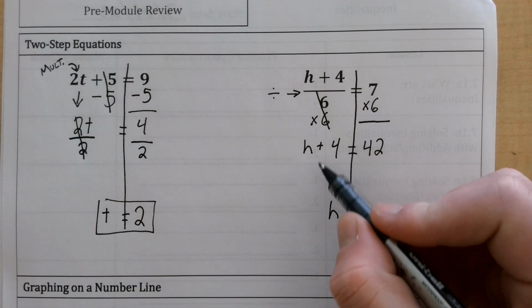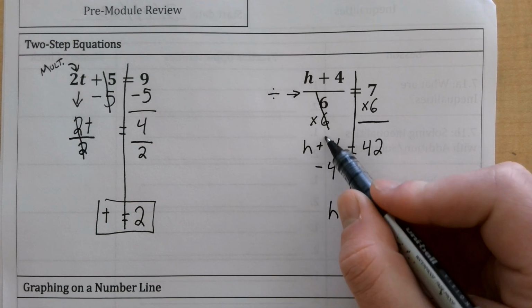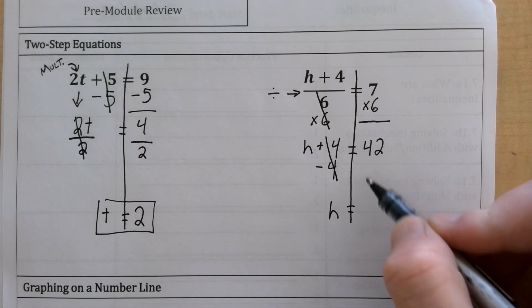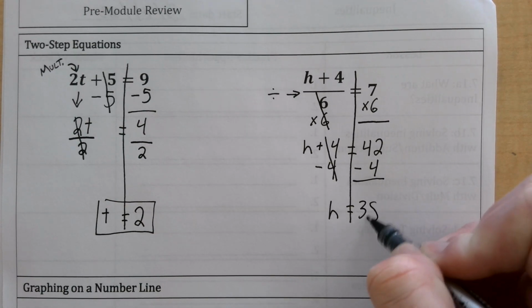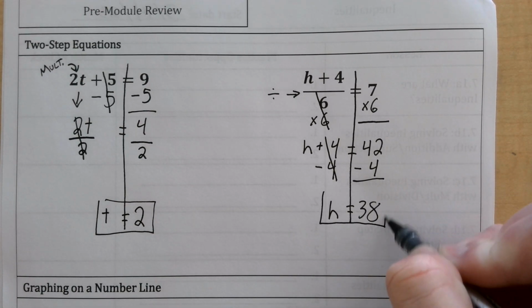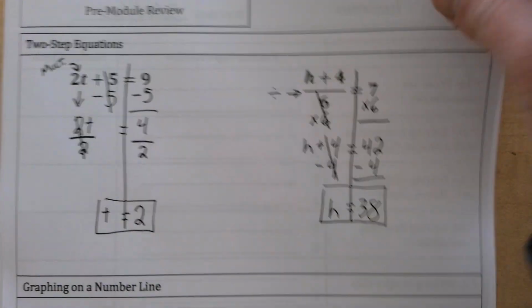I want to get rid of that 4. I'm going to do the opposite operation, so I'm going to subtract 4. Cancels out. I'm left with just h. 42 minus 4 is 38. Cool. All right, so we solved our two-step equations. We reviewed how to do that by using inverse operations.